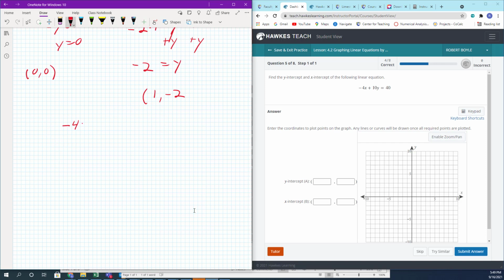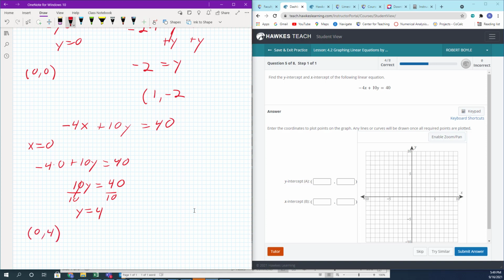For this one, we have the equation -4x plus 10y is equal to 40. All right, to find the y-intercept, we need to let x be equal to 0. In that case, we will have -4 times 0 plus 10y is equal to 40. -4 times 0 is just 0. So we have 10y is equal to 40. I can divide both sides by 10. And then we'll have that y is equal to 4. So our ordered pair for the y-intercept will be 0, 4.